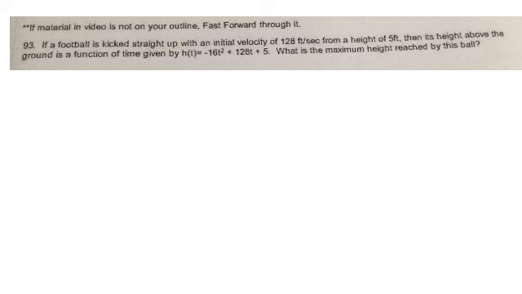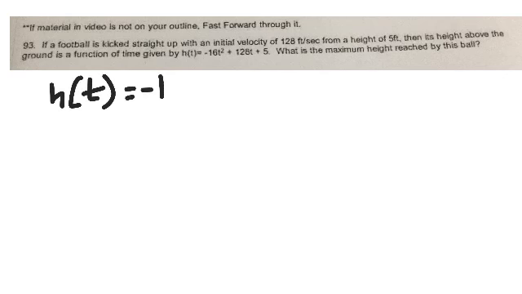Okay, so if a football is kicked straight up with an initial velocity of 128 feet per second from a height of 5 feet, then its height above the ground is a function of time given by h(t) = -16t² + 128t + 5. What is the maximum height reached by this ball? So when you really work physics, they don't normally give you that formula. You have to discover the formula for yourself, but they're being very nice to us here in this example.